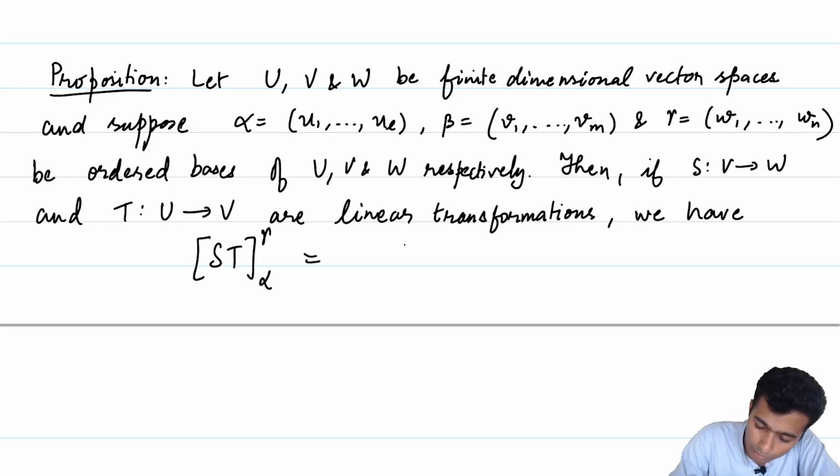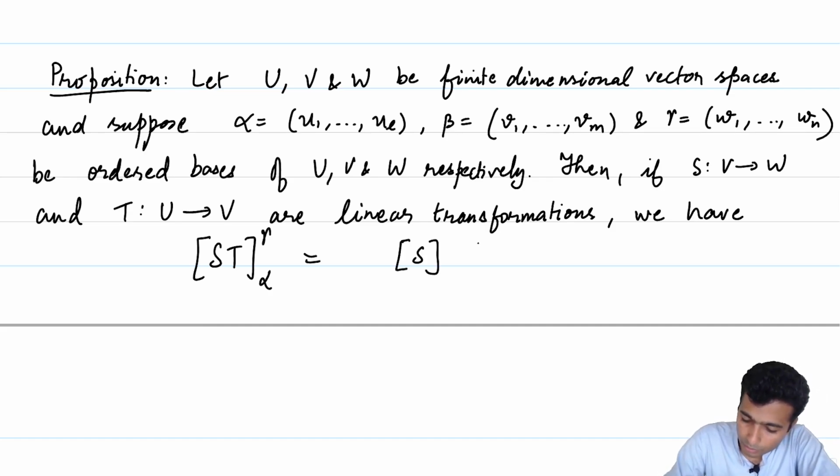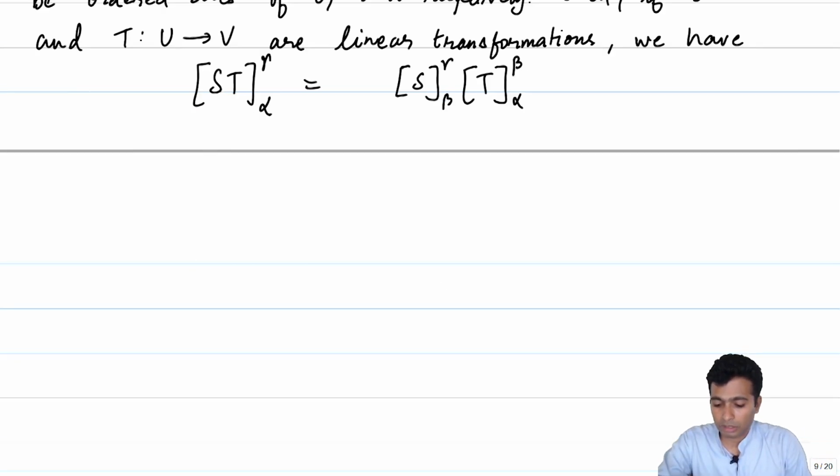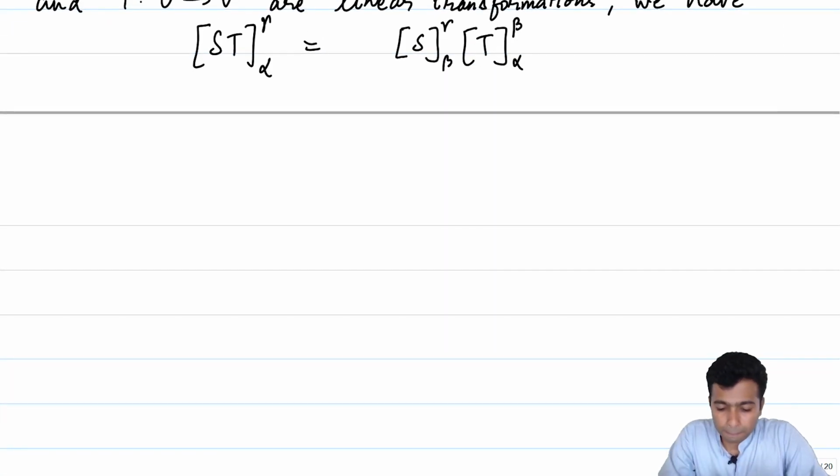This turns out to be the matrix of S with respect to what? Where is S from? S is a map from V to W, and therefore this is going to be from beta to gamma, times the matrix of T from alpha to beta. So I would like to note at this point that the operation of product is not necessarily a commutative operation. So in other words, ST is not equal to TS.